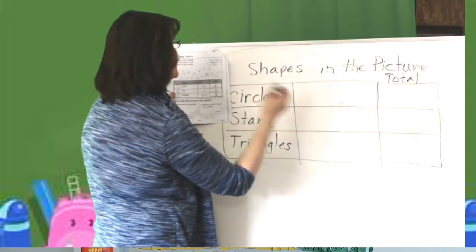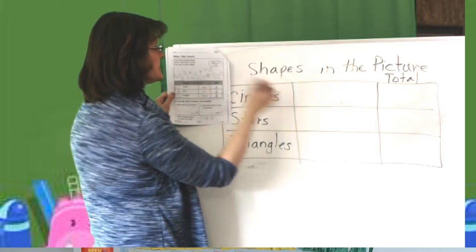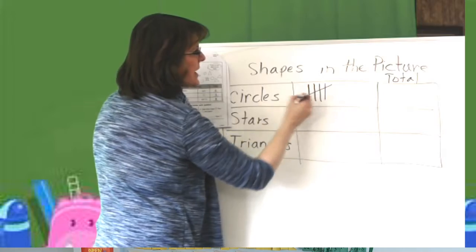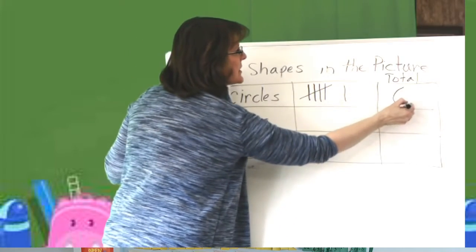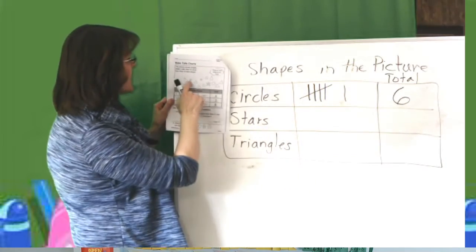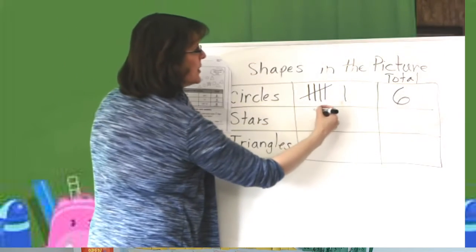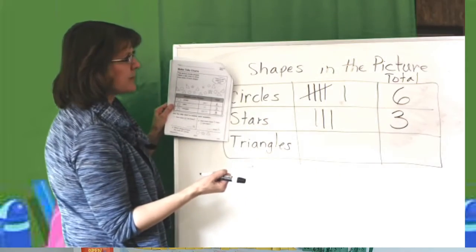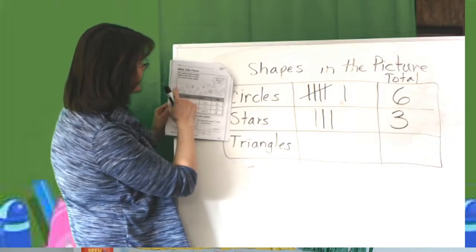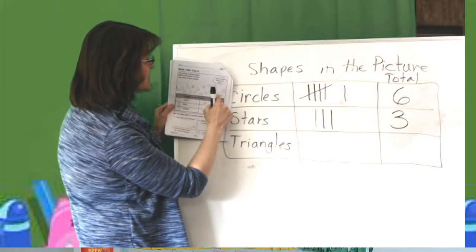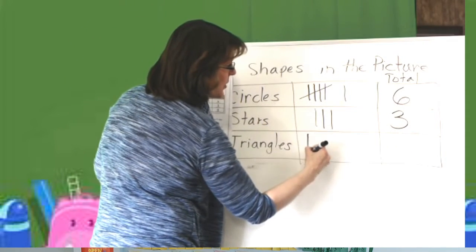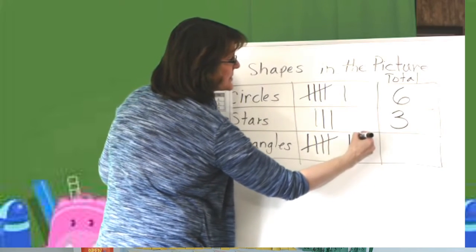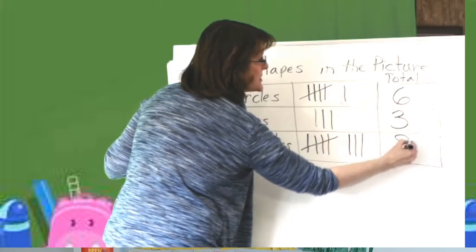So circles, we count 1, 2, 3, 4, 5, 6. To make those tally marks, we'd write 1, 2, 3, 4, slash for 5. One more is 6. 6 tally marks. Stars in the picture, we see there are 3. 1, 2, 3. 3 tally marks. And the number 3 for the total. And then triangles, 1, 2, 3, 4, 5, 6, 7, 8. We represent that with 1, 2, 3, 4, slash for 5. Counting on 6, 7, 8. And the total is 8.